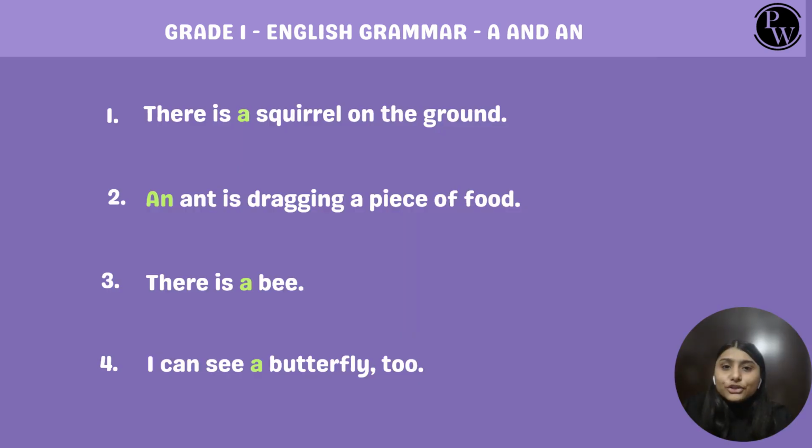Okay, so we'll read the sentences again from the conversation. There is a squirrel on the ground. An ant is dragging a piece of food. There is a bee. I can see a butterfly too. Did you notice a and an, all these highlighted words? Can you guess what they are?